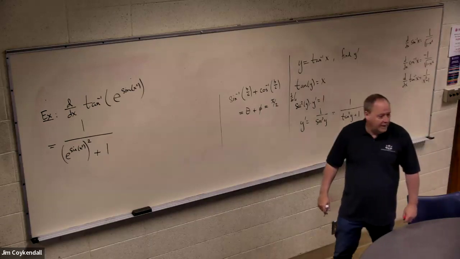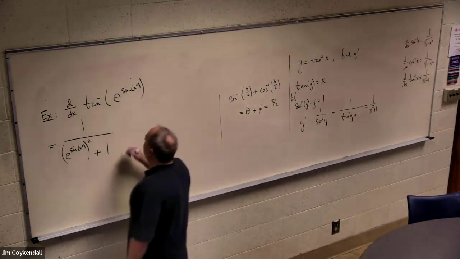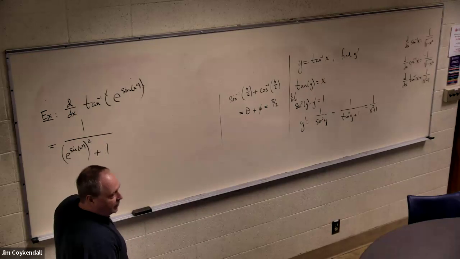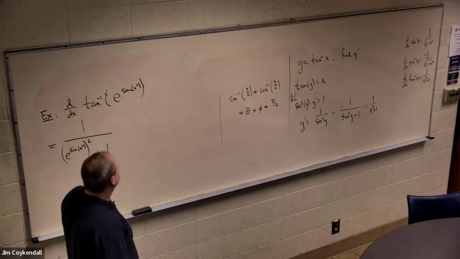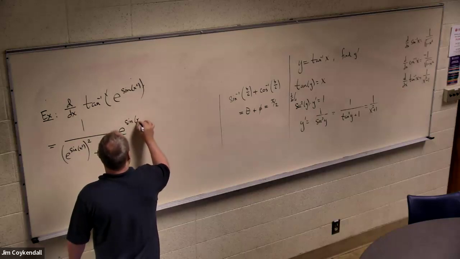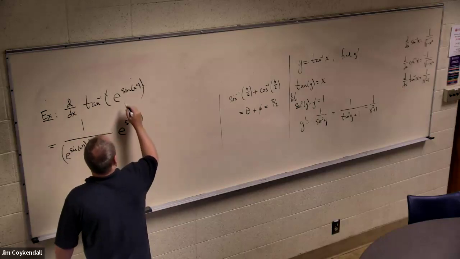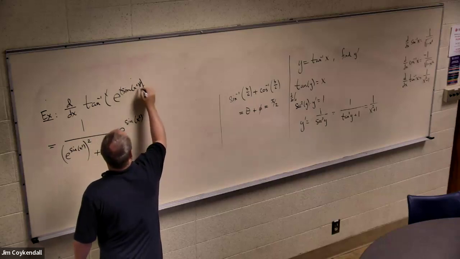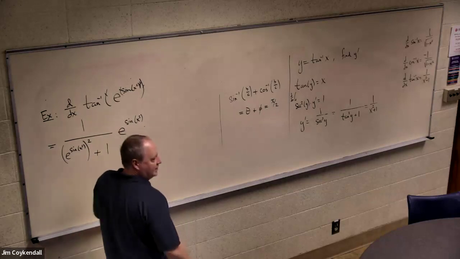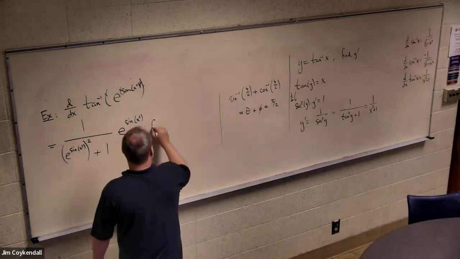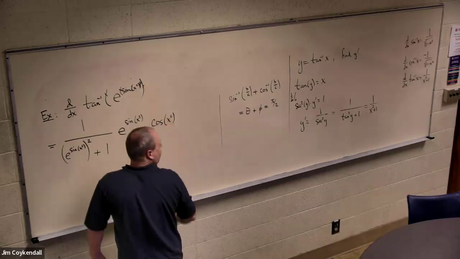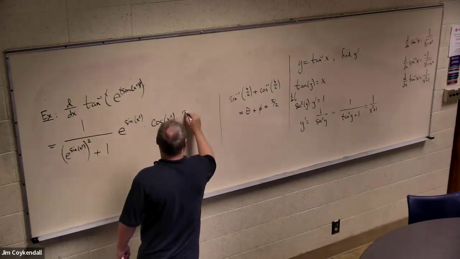Okay, now we just trickle down. So we've gone inside the first thing. The next thing I come to is e to the blah. What's the derivative of e to the blah? E to the blah. And the next thing I come to is sine of blah. What's the derivative of sine? Cosine of blah. And finally, I go inside that last parentheses, derivative of x squared.